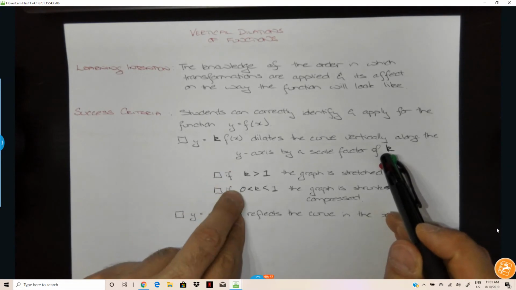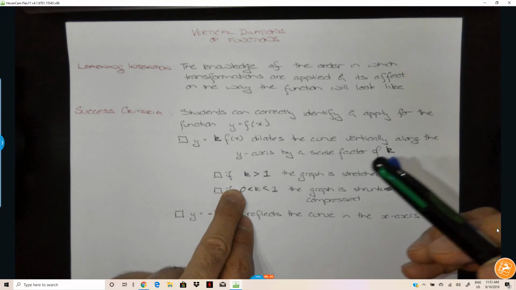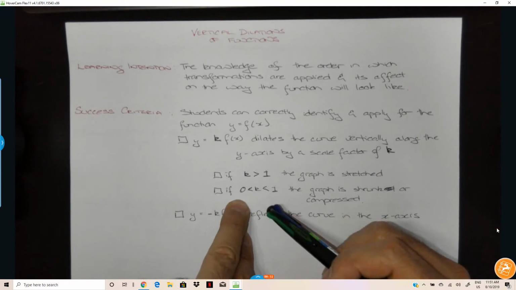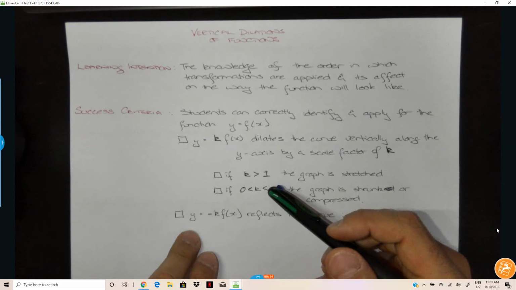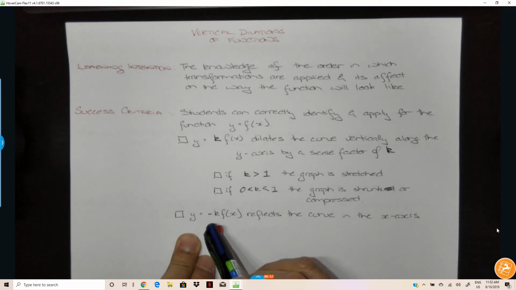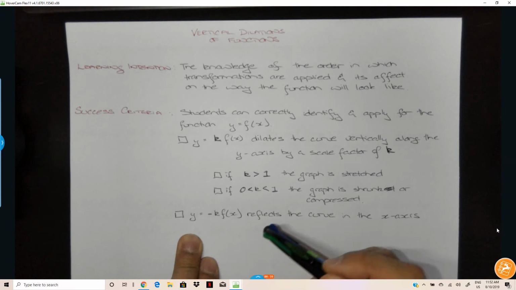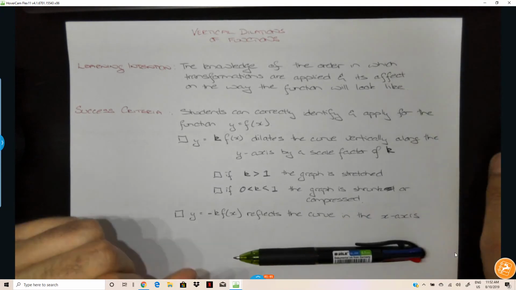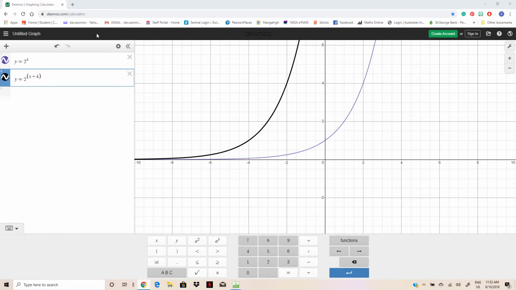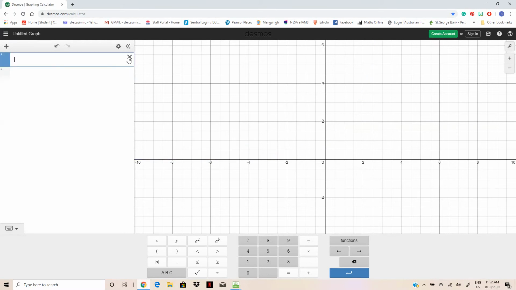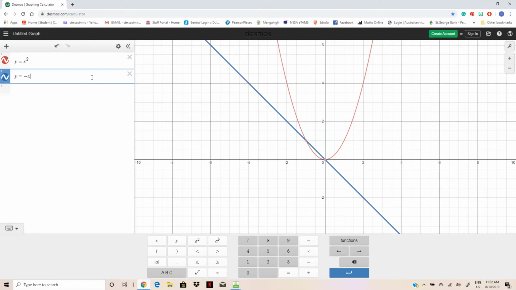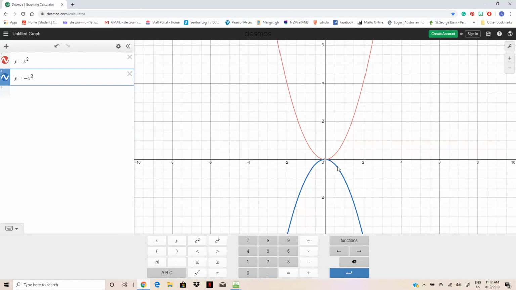So if k is greater than 1, the graph is stretched, and if k is between 0 and 1, the graph is shrunk or compressed. If we get y equals negative k, well, this reflects the curve in the x-axis. So let's do our basic y equals x squared, yeah, we understand this one. If I obviously had y equals negative x squared, well, that reflects it about the x-axis, yeah.